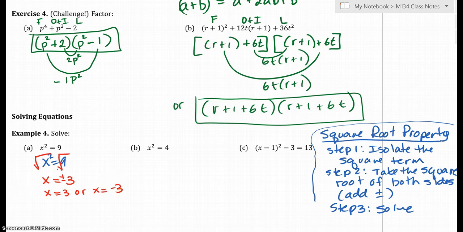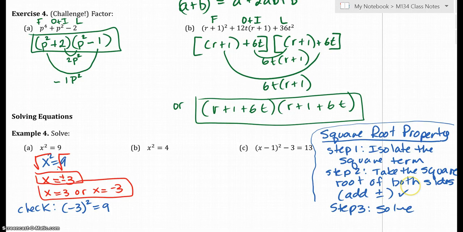You don't need the "or" there. So you could write it like this, or you can write it like this. Let's do a check for that negative. So if I take a -3, let's do this in a different color again. So if I take my original equation and plug in a -3 squared, you can see you also get a 9. The square root property doesn't handle that. So that's why we always add a plus or minus to our answer.